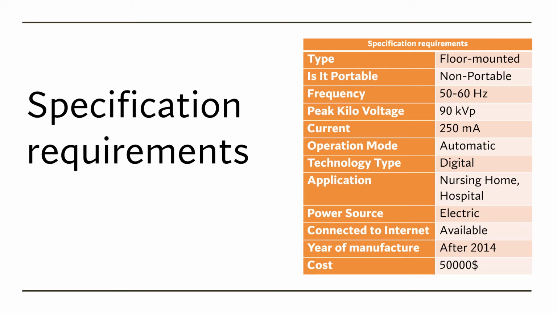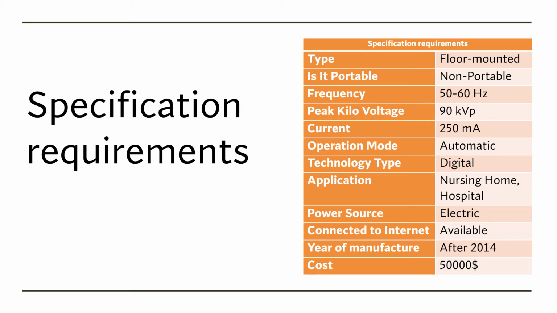So the managers of the King Faisal Specialist Hospital have told us that the hospital wants to buy new X-ray devices, and these are the specification requirements. It should be floor mounted and not portable. The frequency must be from 50 to 60 hertz, the peak voltage should not be less than 190 kilovolt peak, and the current 250 milliamperes.